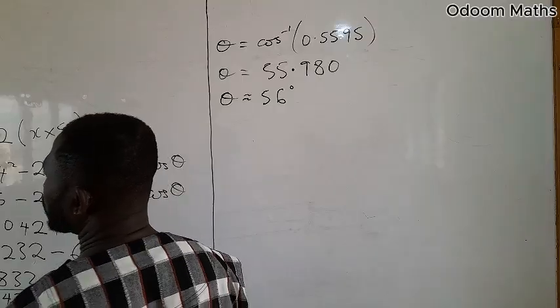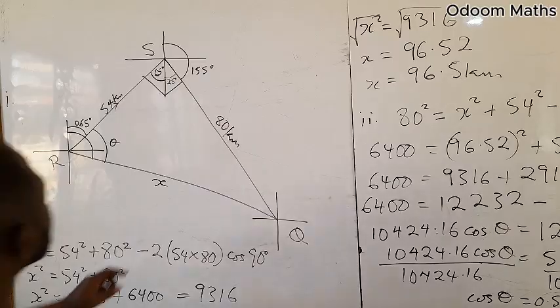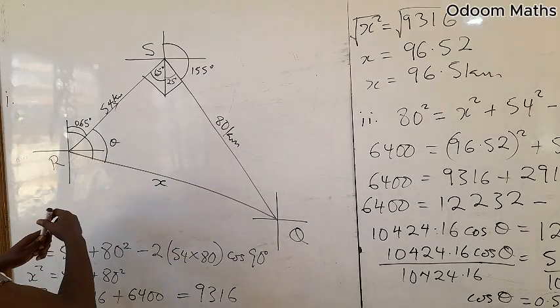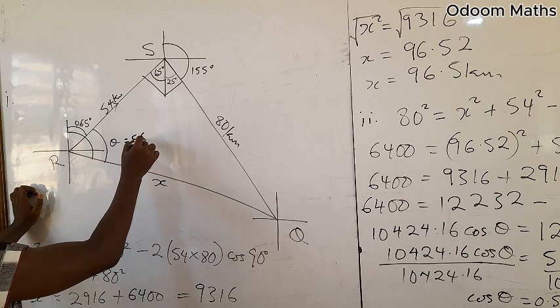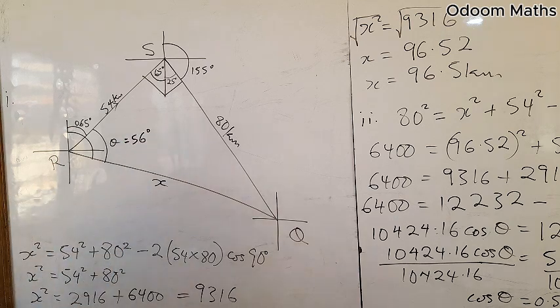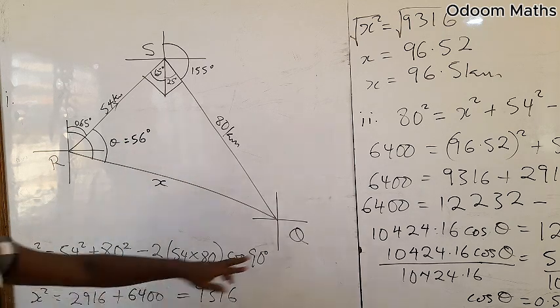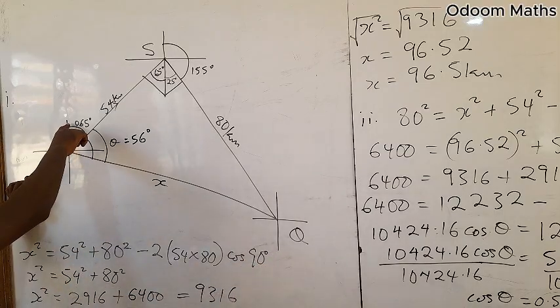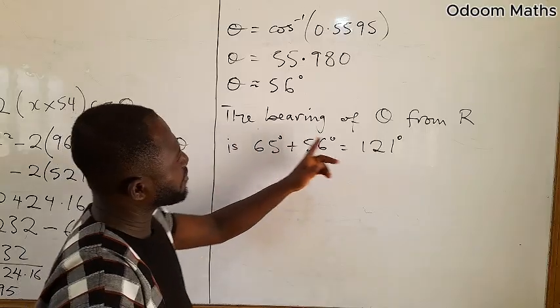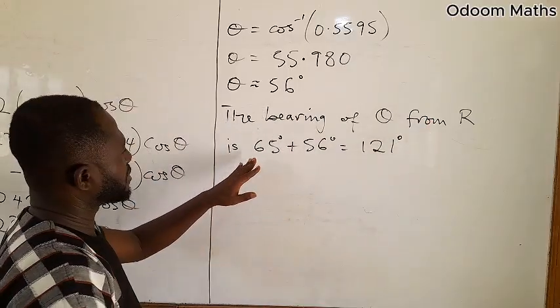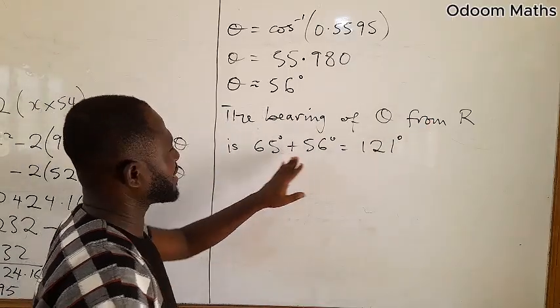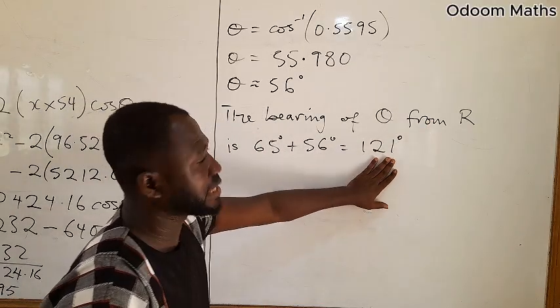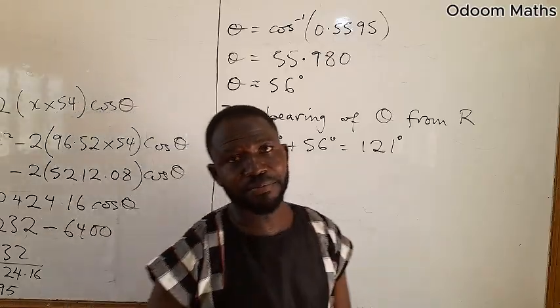So now let's go to the question itself. We've gotten the small angle here to be equal to 56 degrees. Now the bearing of Q from R becomes 65 plus 56. The bearing of Q from R is 65 plus 56, that is 121 degrees. Okay, let's look at one more example.